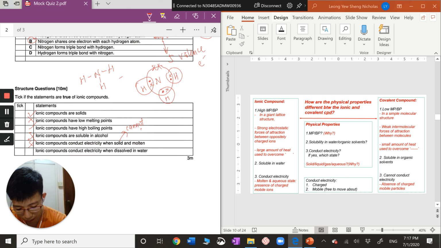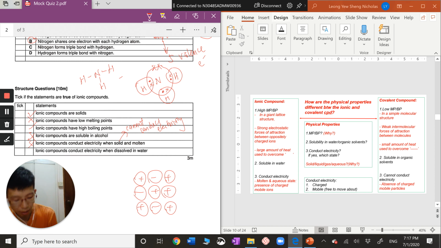And the reason being, in solid state, all of them exist as, let me draw a quick one, all of them held together by strong electrostatic forces of attraction. So they can only vibrate at their fixed positions. They cannot really move about. That's why in solid state, they cannot conduct electricity, as there are no mobile ions which are free to move about. But for molten state, it's different.